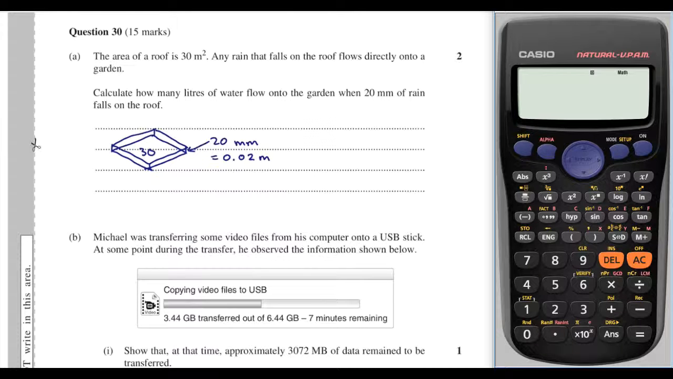The volume of this water will be 30 square metres multiplied by 0.02, giving us a volume of 0.6 cubic metres, which is equal to 0.6 kilolitres, which is 600 litres.